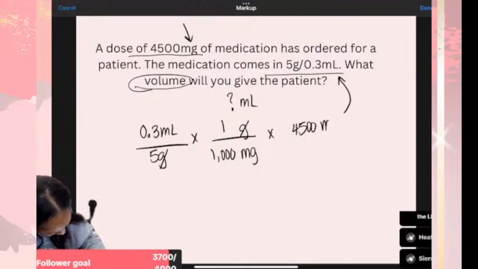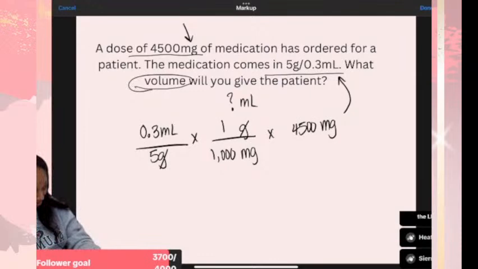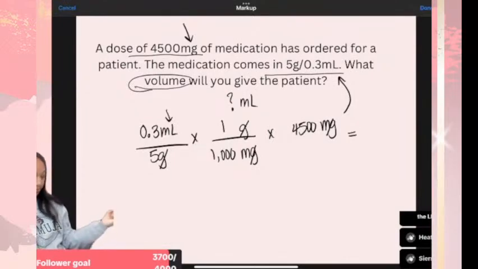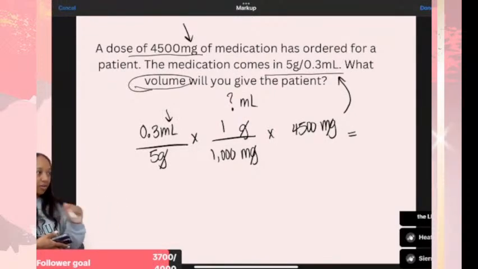4,500 milligrams. That's where our ordered dose comes from. So milligrams cross out, and that's it. We don't have anything else that we can add to this problem. Our units have crossed out, and we're left with milliliters. See? Okay? So now you can multiply across the top, multiply across the bottom, and then divide.